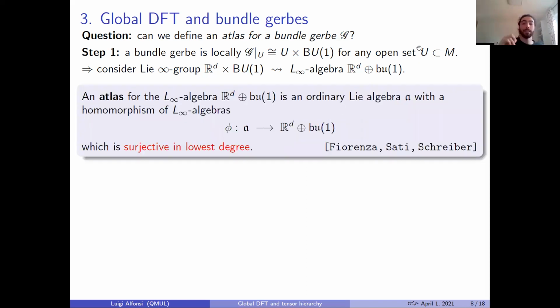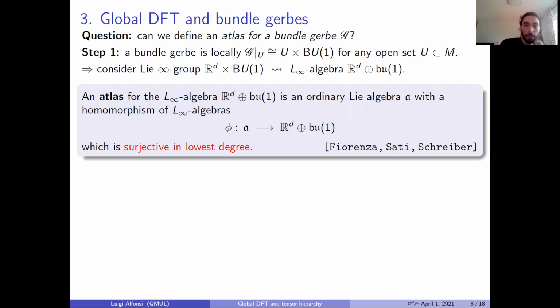At this point, there is a well-defined notion by Fiorenza, Sati, and Schreiber of atlas for a Lie infinity algebra. An atlas for the Lie infinity algebra we are considering is nothing but an ordinary Lie algebra A equipped with a homomorphism of Lie infinity algebras to our starting algebra, which is surjective in the lowest degree. This will be the starting point of the search for an atlas for the bundle gerbe. The idea is that this Lie infinity algebra in some sense models the bundle gerbe locally, so if I can find an atlas for that algebra, then I can make Lie integrations and find an atlas for the bundle gerbe.